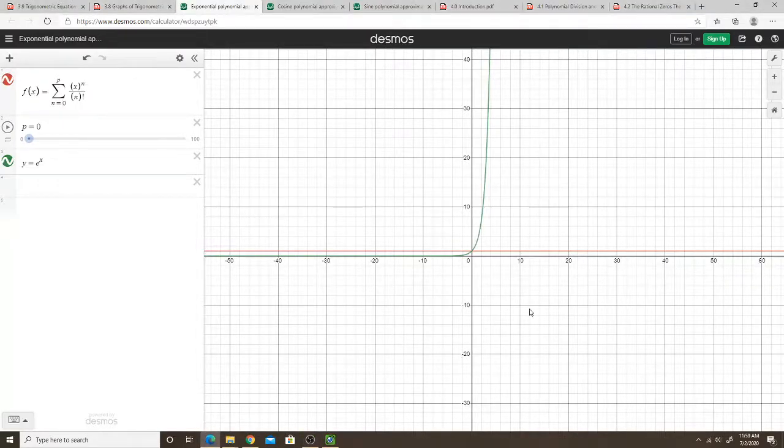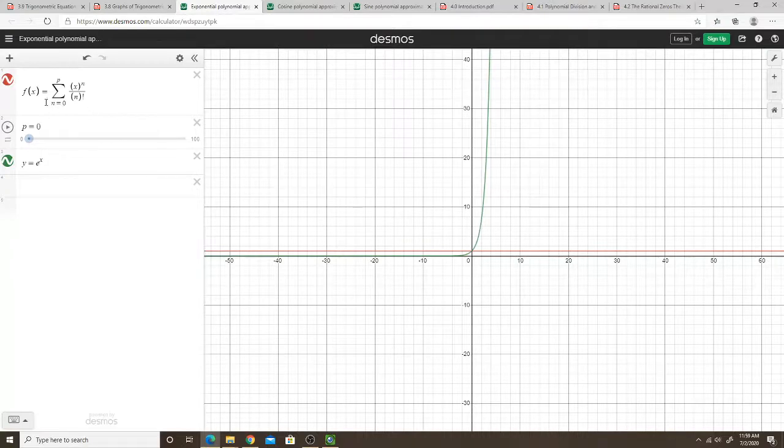Okay, so here I am in Desmos, and I want to show you how e to the x can be rewritten as this infinite polynomial: 1 plus x plus x squared over 2 plus x cubed over 6 and so forth.